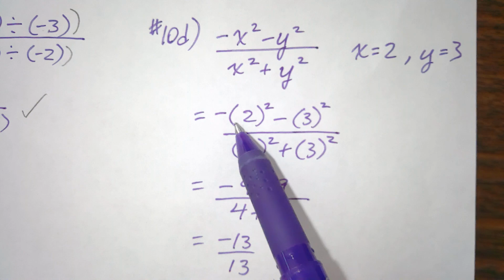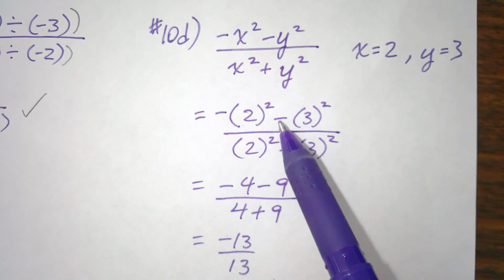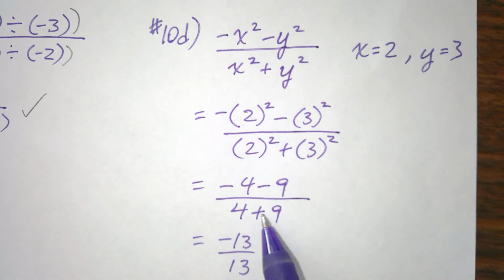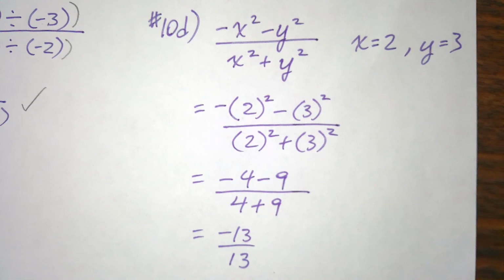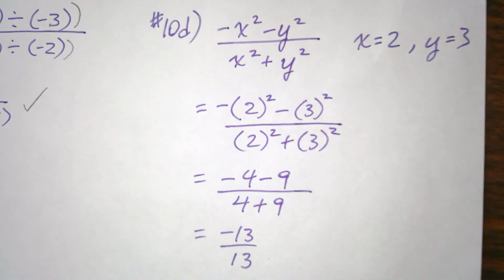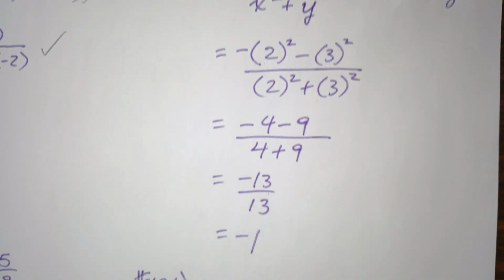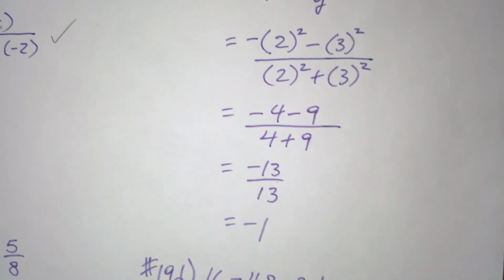So here, that's why you get negative 4 minus 9, and then 4 plus 9. When you divide it, you get negative 13 over positive 13. When you simplify it, you get negative 1.